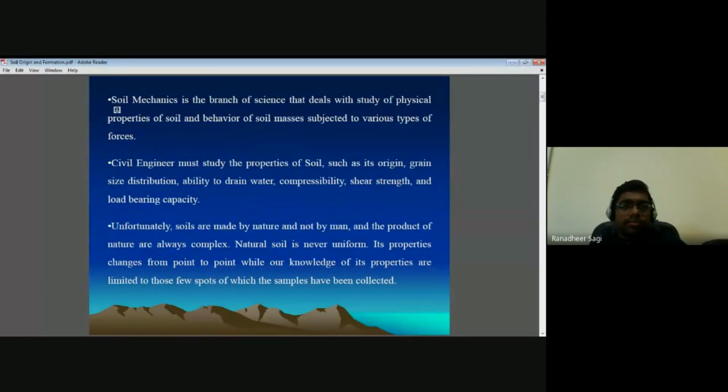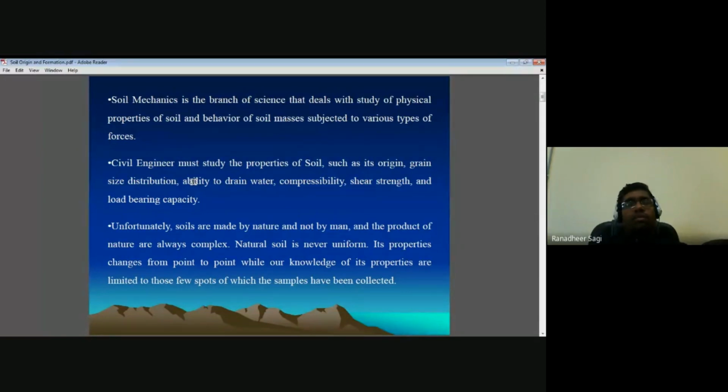Okay. Some other statements regarding what soil mechanics means: soil mechanics is a branch of science that deals with the study of physical properties of soil and behavior of soil masses subjected to various types of forces. As I told you, it could be external load, the self-weight of the soil itself, or any other external actions. It could be wind effect or other structural aspects. Whatever it could be, understanding the behavior and response of that soil under different loading conditions is what we'll try to learn from this course.